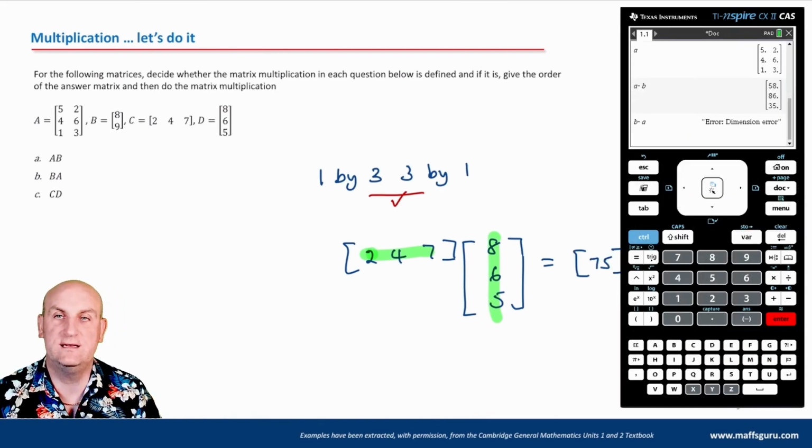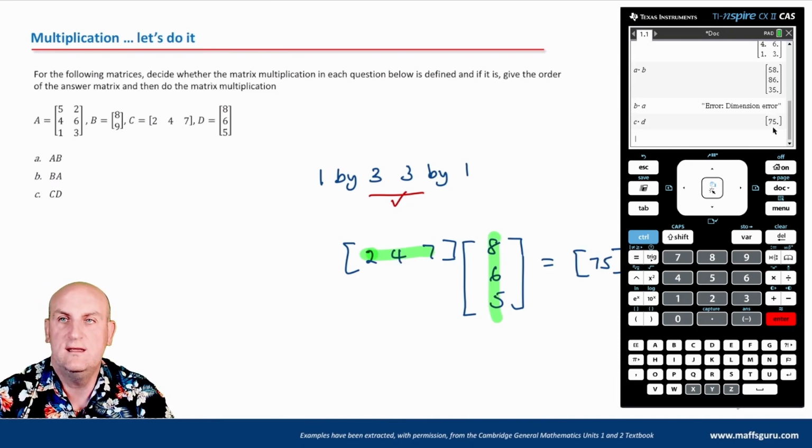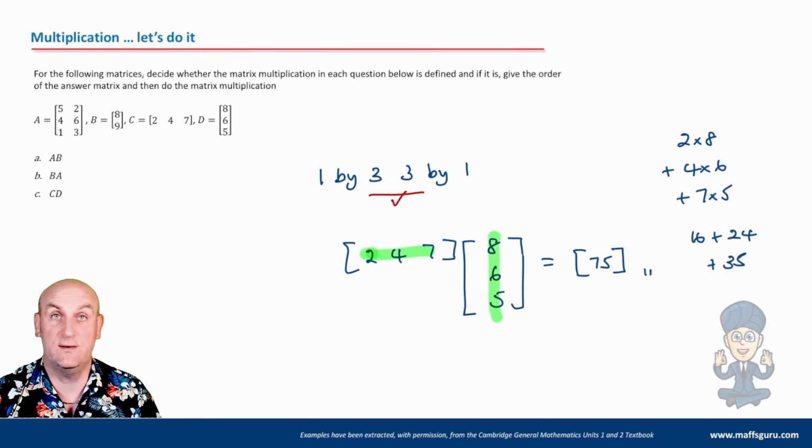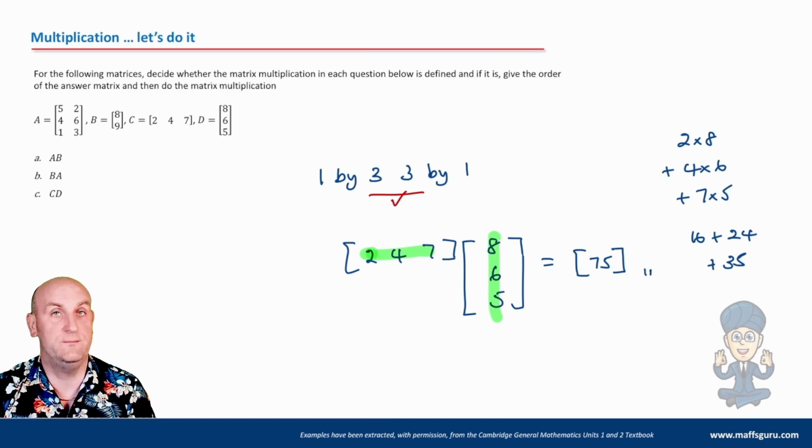Again, let's fire up my calculator and let's just check. CD, if you will, please. C times D. Hit enter, and there we go. We get 75. Now, again, this is going to take practice, lots and lots of practice, but it becomes important.